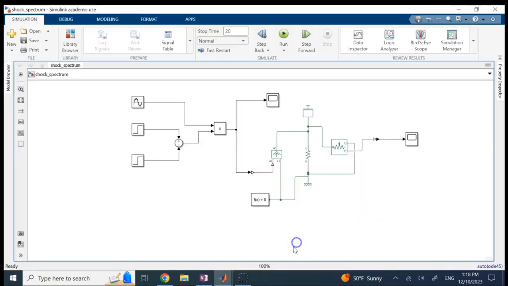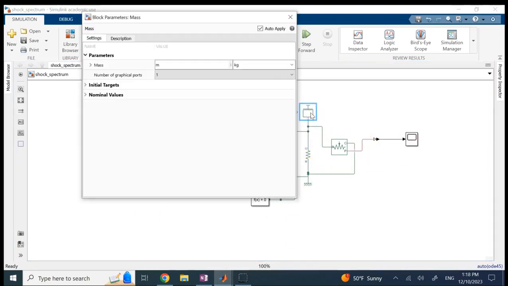Now let me show you my Simulink file. So this is my Simulink file. And if you look here, I have a 1DOF mass spring system. This is my mass. Okay, I got it from SimScape.